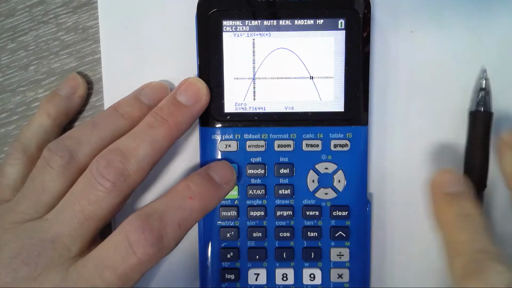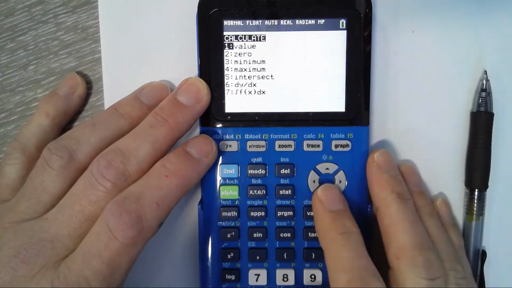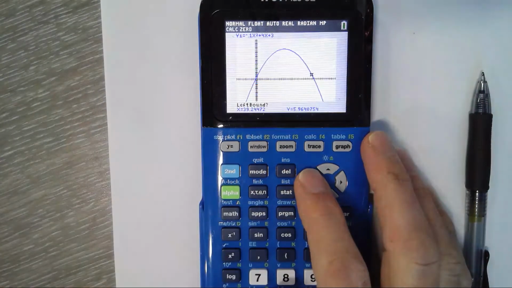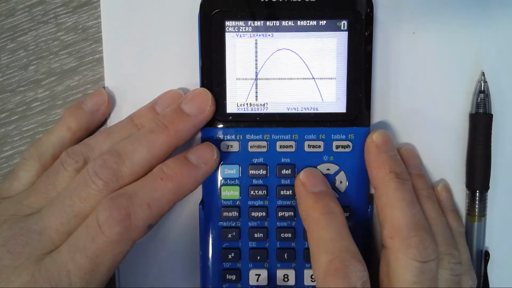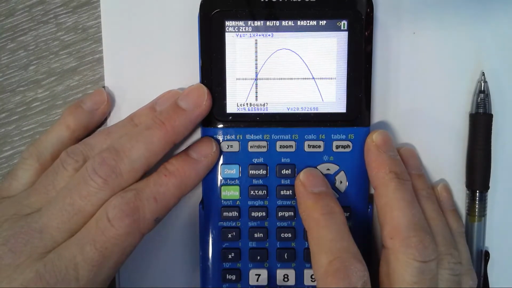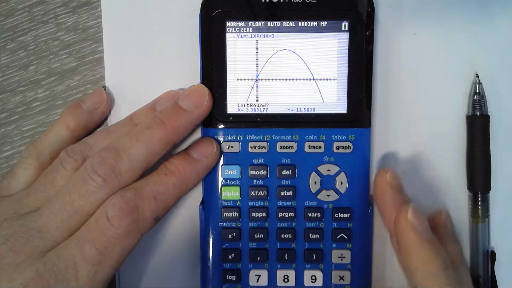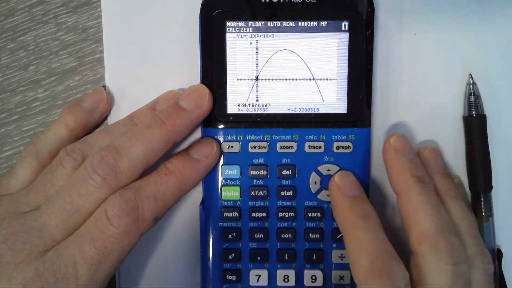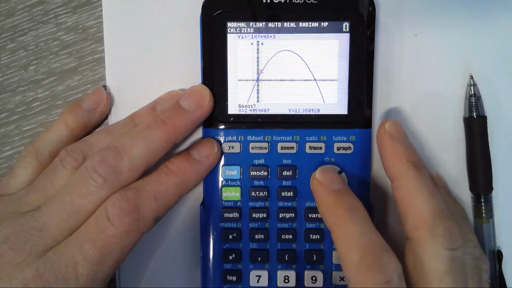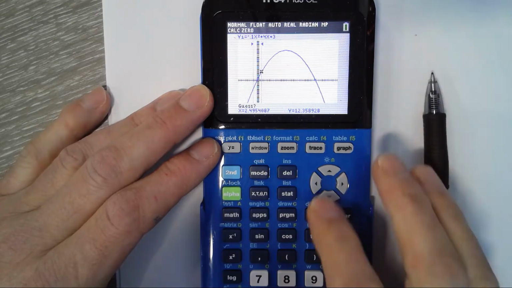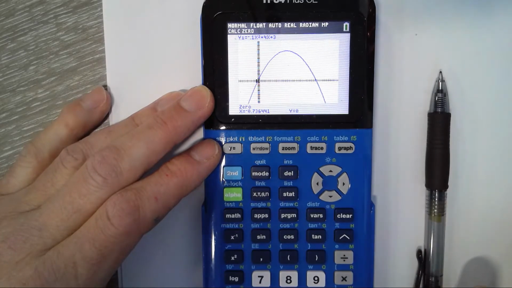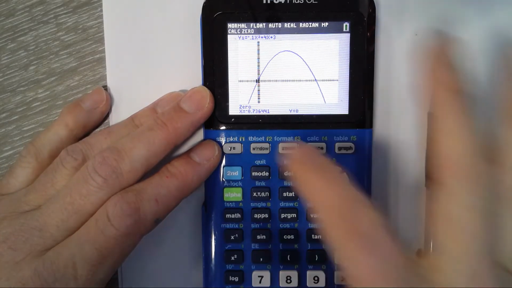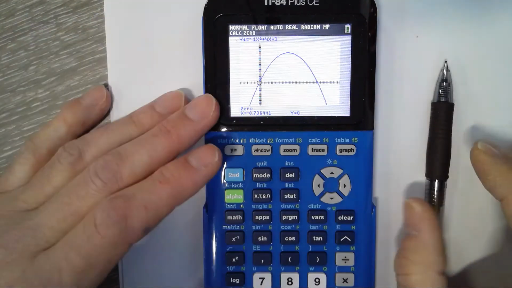Okay, if you wanted to find that other x-intercept, you could do the process again. So second, calculate, zero. Now we have to go all the way to the other side, the left side of that x-intercept. There's my left bound. Go to the right side of it, right bound, and then I'll put my cursor right where I think the x-intercept is, and there's my other x-intercept, negative 0.736 comma 0. So those are your x-intercepts.